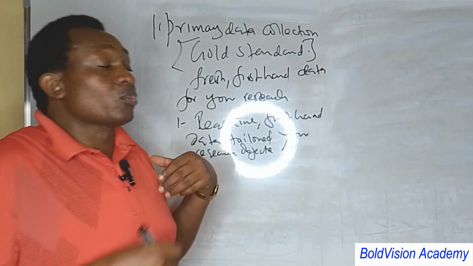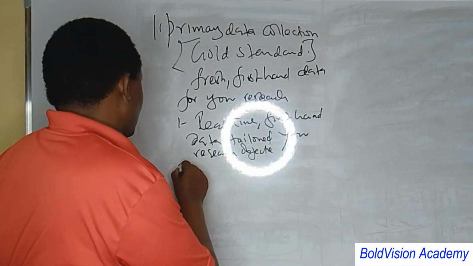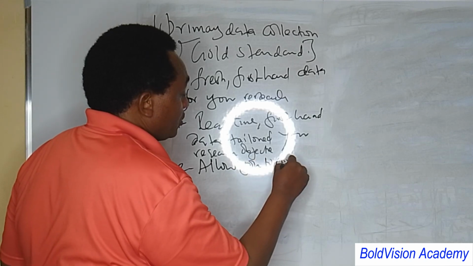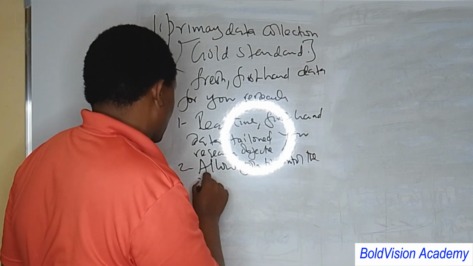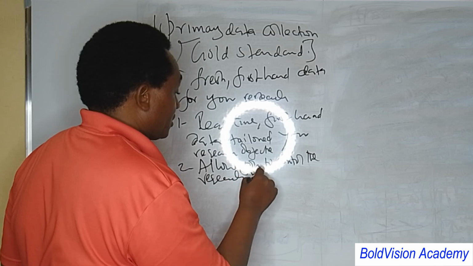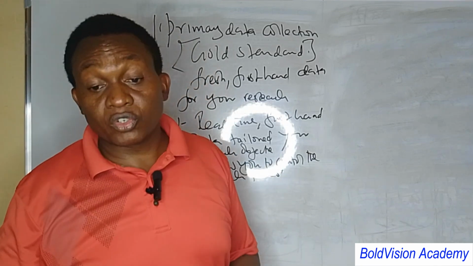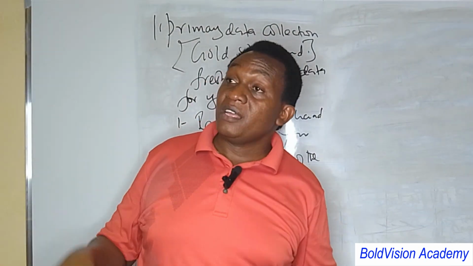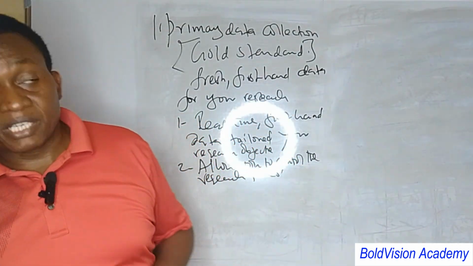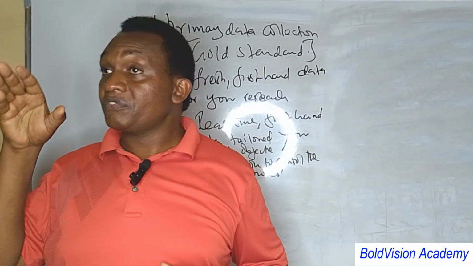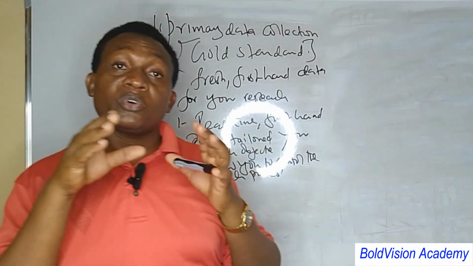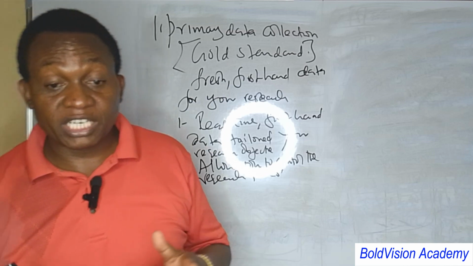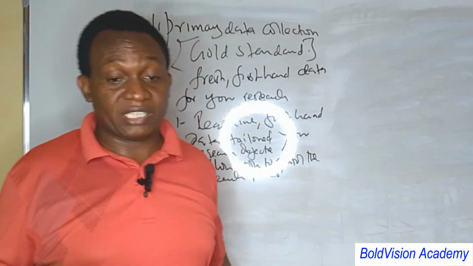Number two, it allows you to control the research process. You are going to control your research process by ensuring the accuracy of the data. You are going to be very specific. You're going to specify what you want, and you are going to collect what you want for that specific objective. Therefore, it becomes very, very important.